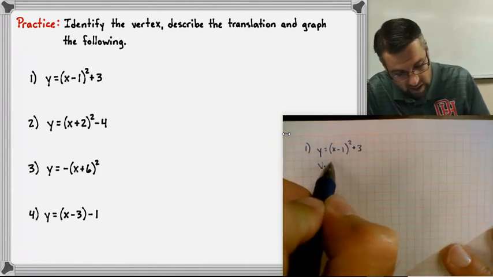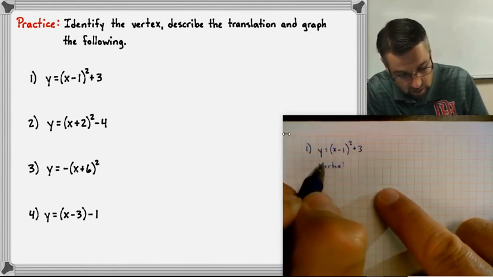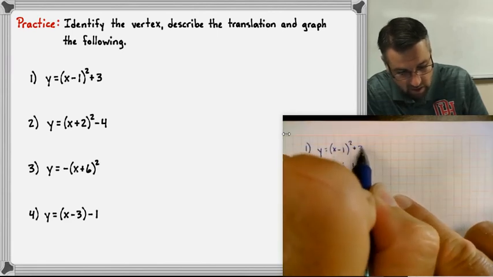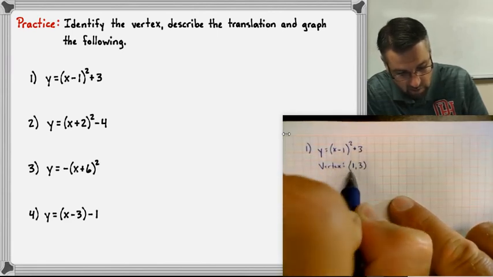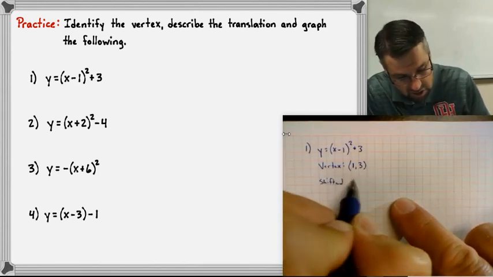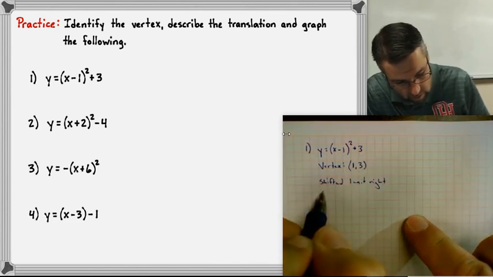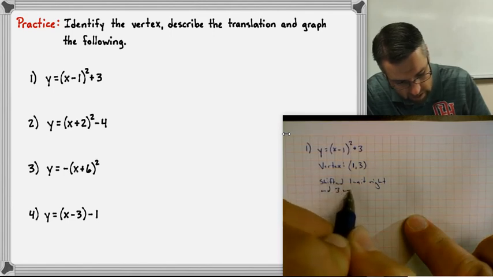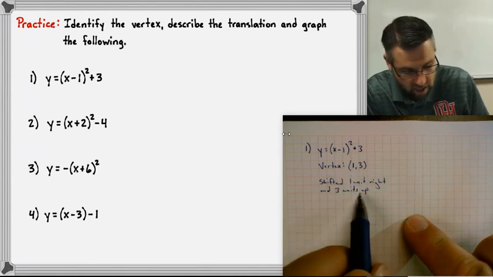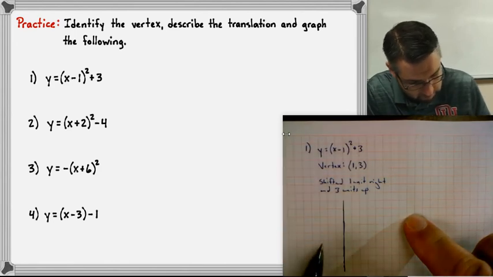So the vertex in this case, remember we're going to change the sign here. So instead of negative 1, we're going to change it to a positive 1. And then we're going to keep the sign on this one. Since that's a positive 3, this will be a 3. So there's our vertex. We would say shifted 1 unit right and 3 units up. We're shifting right because that's a positive 1, and we're shifting up because that's a positive 3.